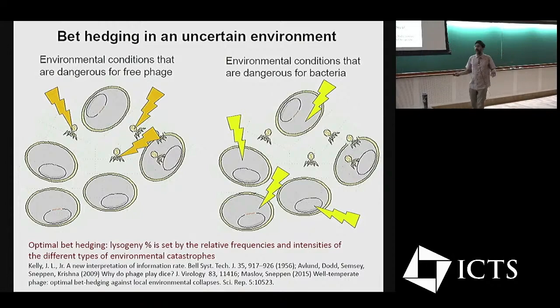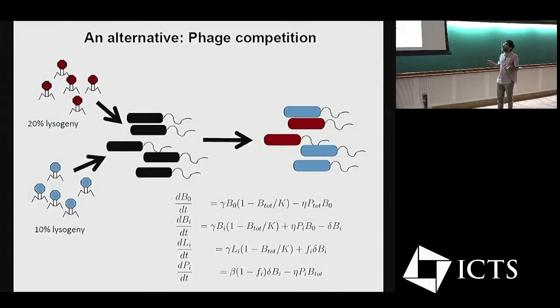Which is fine. But we were interested in a slightly different kind of explanation, and we wanted to explore what happens if it's nothing to do with the environment, but it's to do with competition with other kinds of viruses. So let's say you have two very similar viruses that are infecting the same bacterial population, two variants of lambda phage, which are identical in all respects, and they're attacking the same population of E. coli, but they're just slightly different in the way they make their decision.